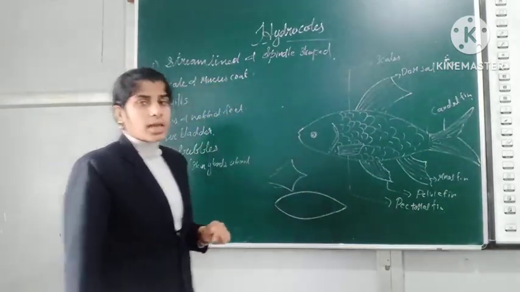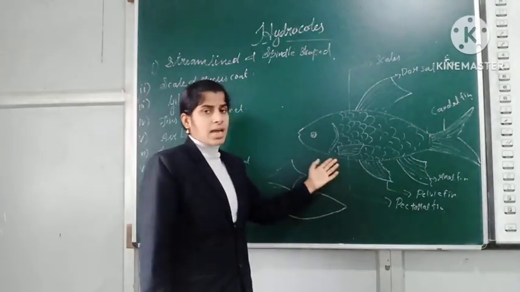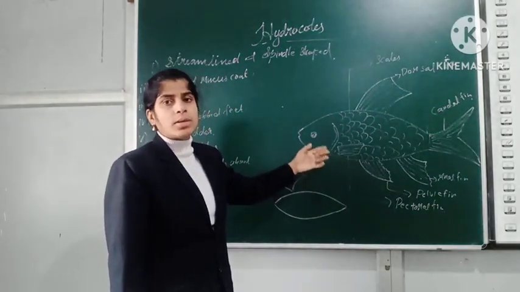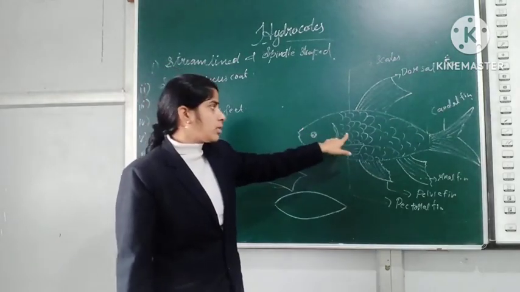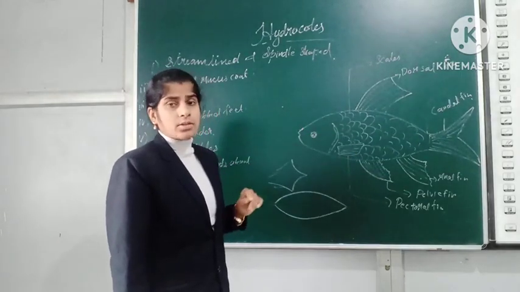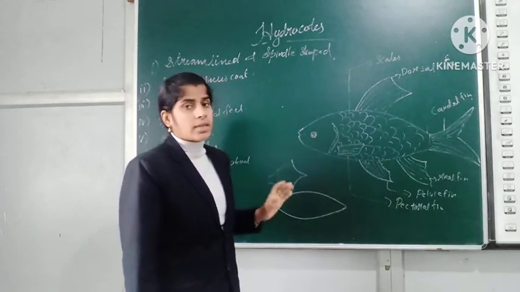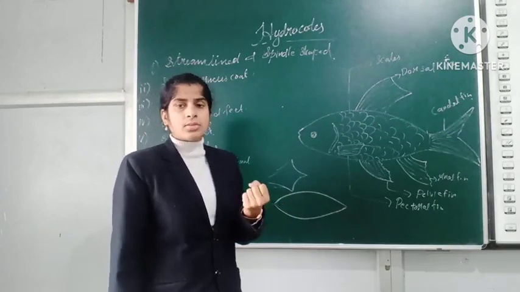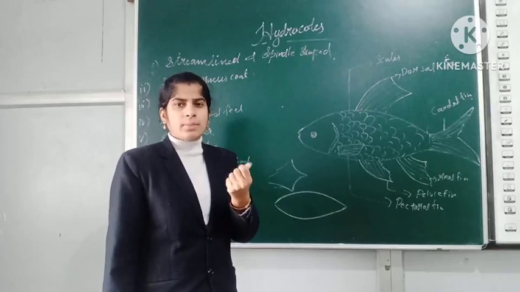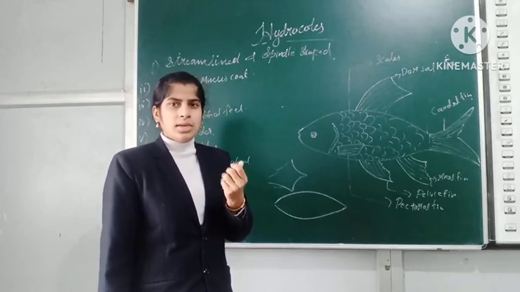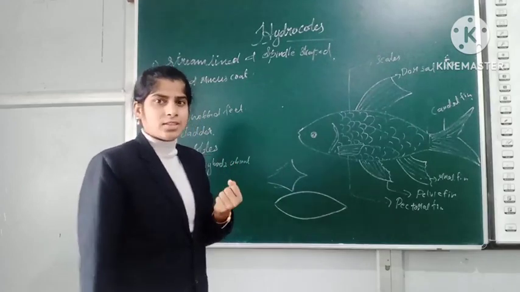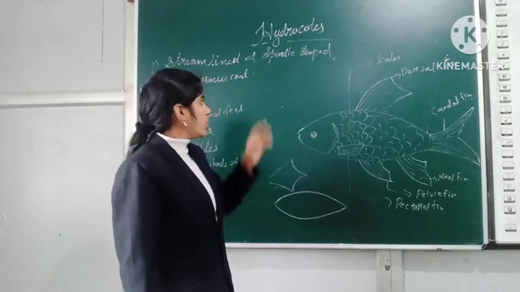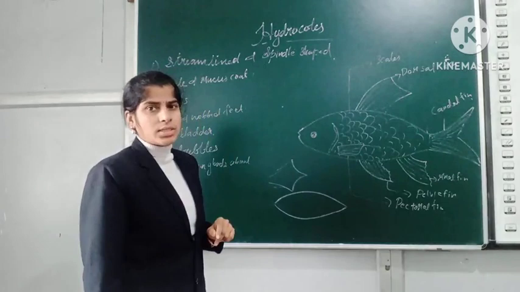You know that in the case of these water animals, their bodies need protection, otherwise the body decays. So fishes have scales and a mucus coat. That's why if we catch a fish, a slimy substance comes onto our hands and the fish slips from the hand. So that is the mucus coat.